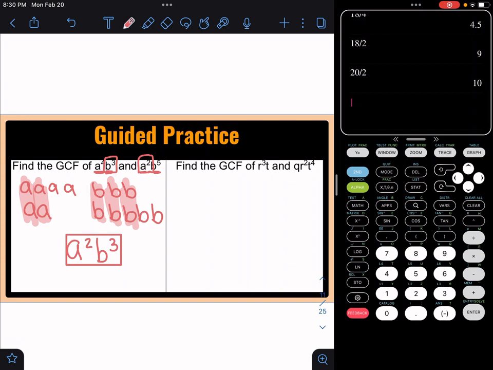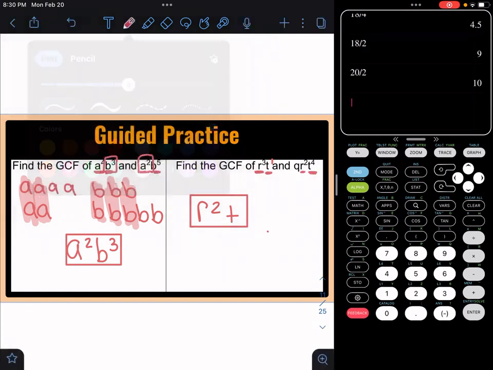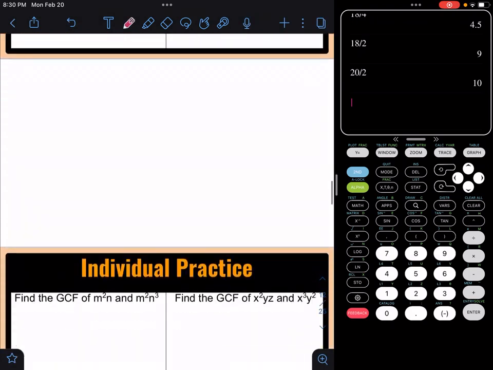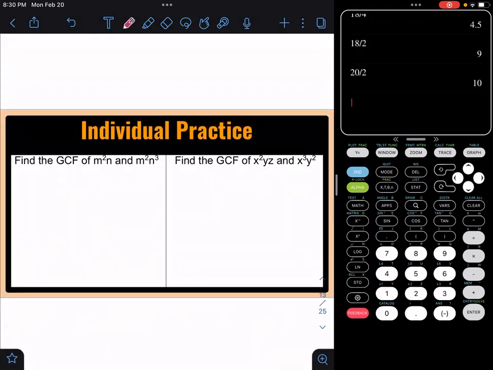So the next one, I have r to the third and r squared, which would make my GCF the smaller one, r squared. And then I have t to the first and t to the fourth, which means my GCF would be t. Both of them don't have a q, so this is just my GCF. All right, let's look at the next one. They both have m squared, which means my GCF would be m squared. One has an n to the first, one has an n to the third, which would just make my GCF n.